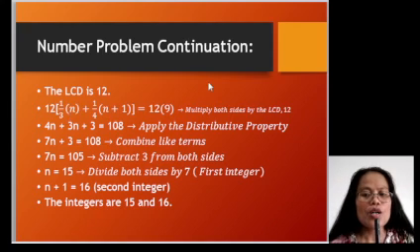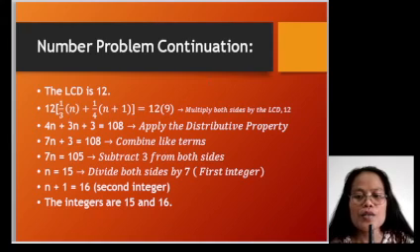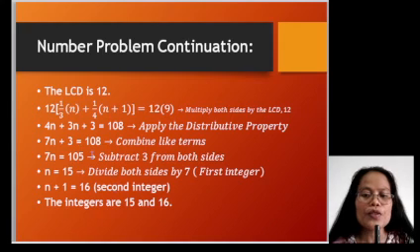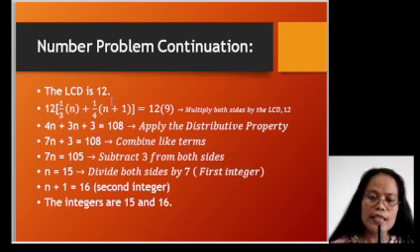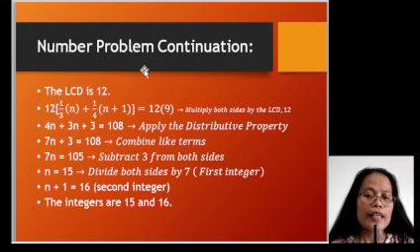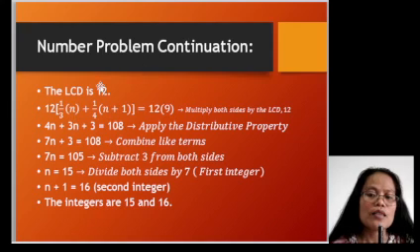So as we notice, 1/3 and 1/4 are different fractions. We need to find the LCD. Again, what's LCD? The least common denominator. So the LCD of 3 and 4 is 12. This is the least number that is divisible by 3 and 4. And we will multiply both sides by the LCD 12.